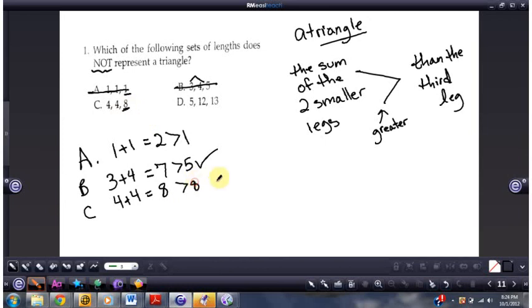However, just because it takes a second, try D. I'm going to take my 2 shorter, 5 and 12, add them together, that is 17, and find out if it is larger than the 3rd side. 17 is in fact greater than 13, so D is also a triangle, which means C, the one that was equal, is the only one that is not representing a triangle.